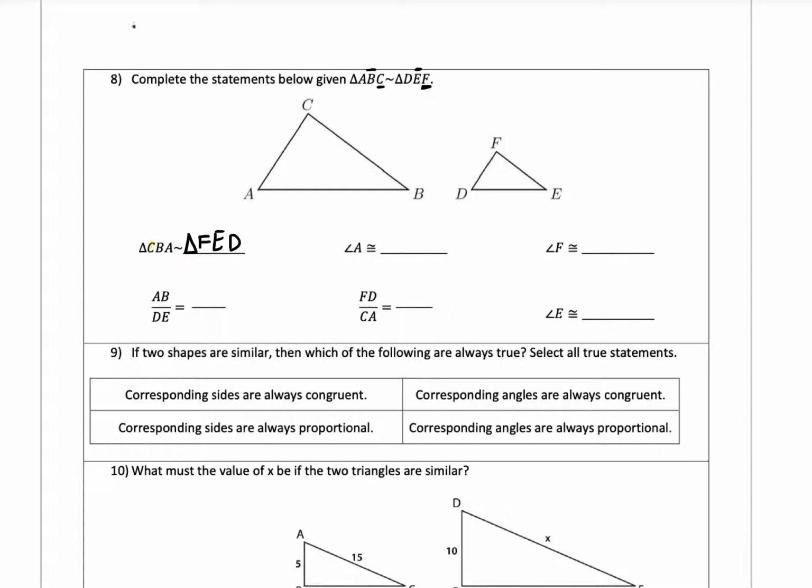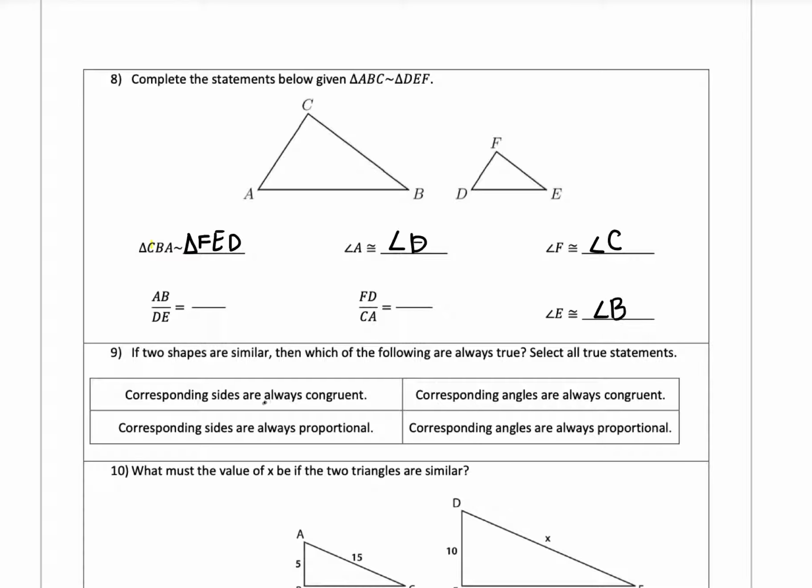In the next one, we have angle A is congruent to what? So angle A was that first letter in its triangle name. So the first letter that it corresponds to in the other is angle D. In the next one, we have angle F. That's our last letter. It corresponds to angle C, so it's congruent to angle C. And then angle E corresponds to angle B. They're both in the middle.